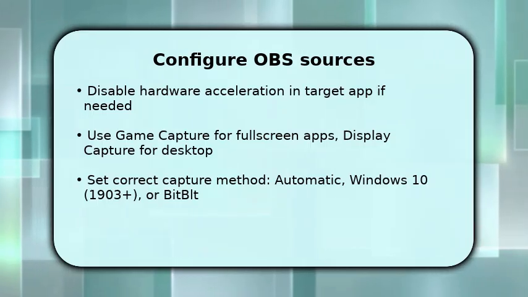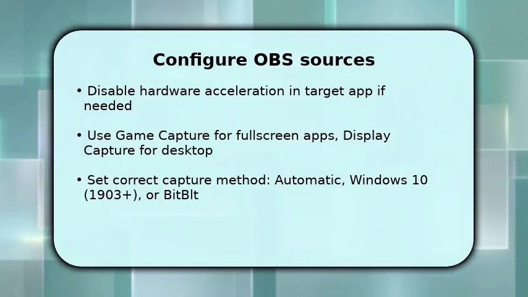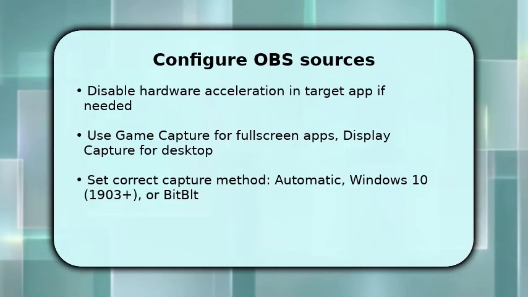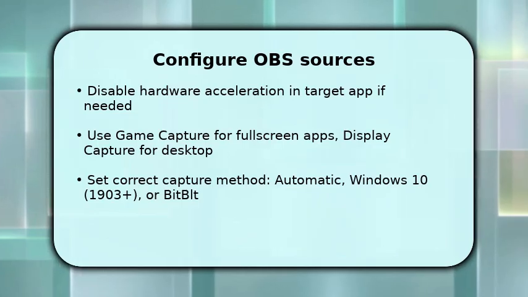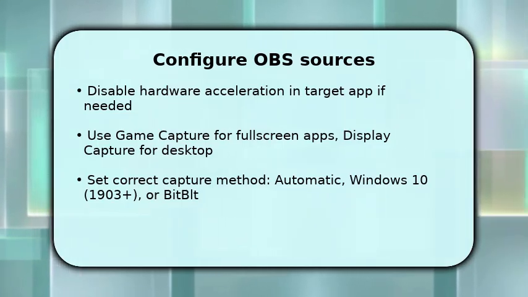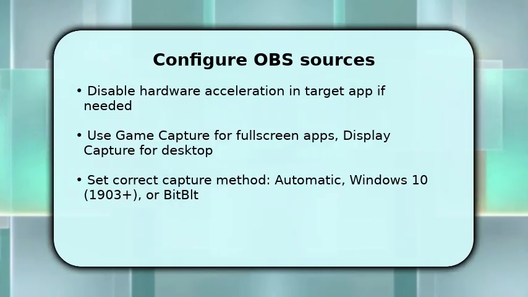If capturing a browser or Discord, disable hardware acceleration in that app, then re-add the source. For games, add game capture and pick capture specific window or capture any full-screen application. Once you confirm the right method, the preview should show stable output in OBS.